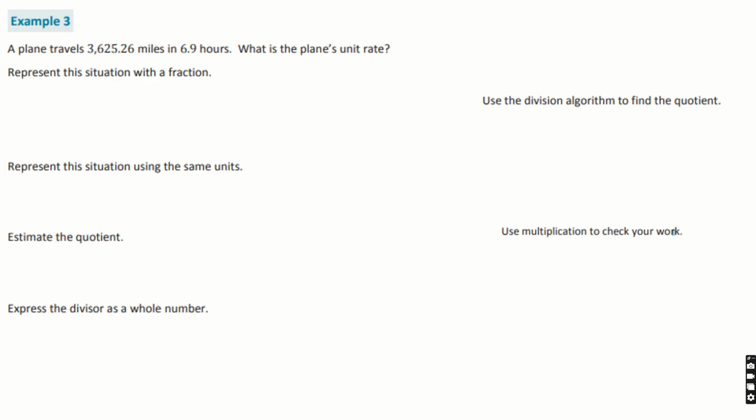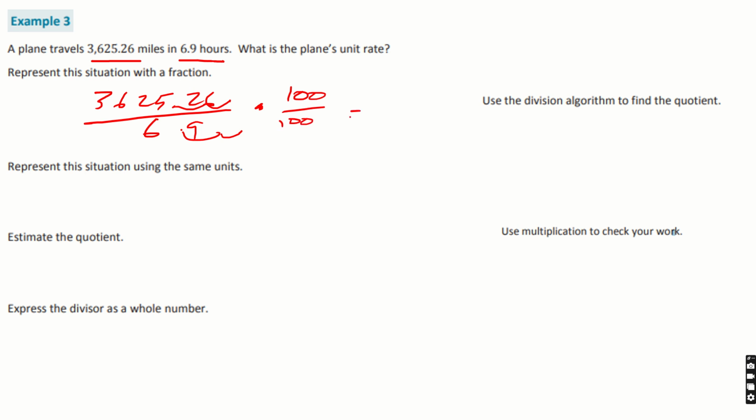Looking at these next ones, it's now taking some information from a word problem and just putting it in. A plane travels that amount of miles in that amount of hours. What's its unit rate or its speed? Right, so we're going to start by doing a fraction on this. We're going to represent that as 3,625.26 over 6.9. We need to move the bottom one space. We need to move the top one 2 spaces. So we need to move both of them 2 spaces. So that's the 100. 3,625.26 over 690, right?